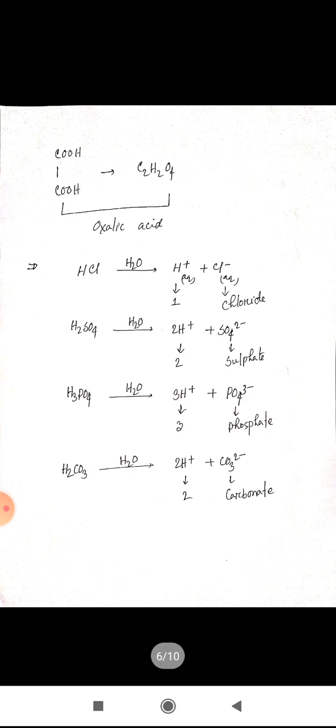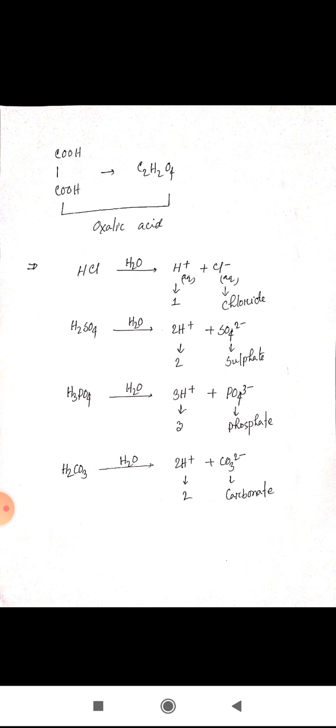This is the chemical formula of oxalic acid. Also, it is the structural formula of oxalic acid. So we know the acid contains a number of hydrogen atoms, and that will react with water or dissociate in water, and the number of hydrogen atoms contained in the acid will dissociate and produce the same number of hydrogen ions.